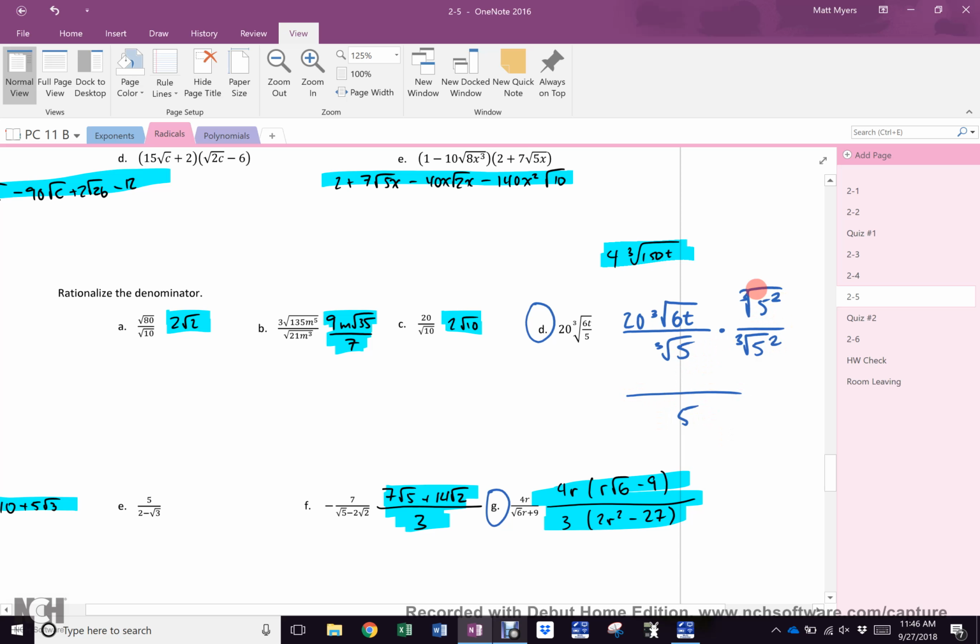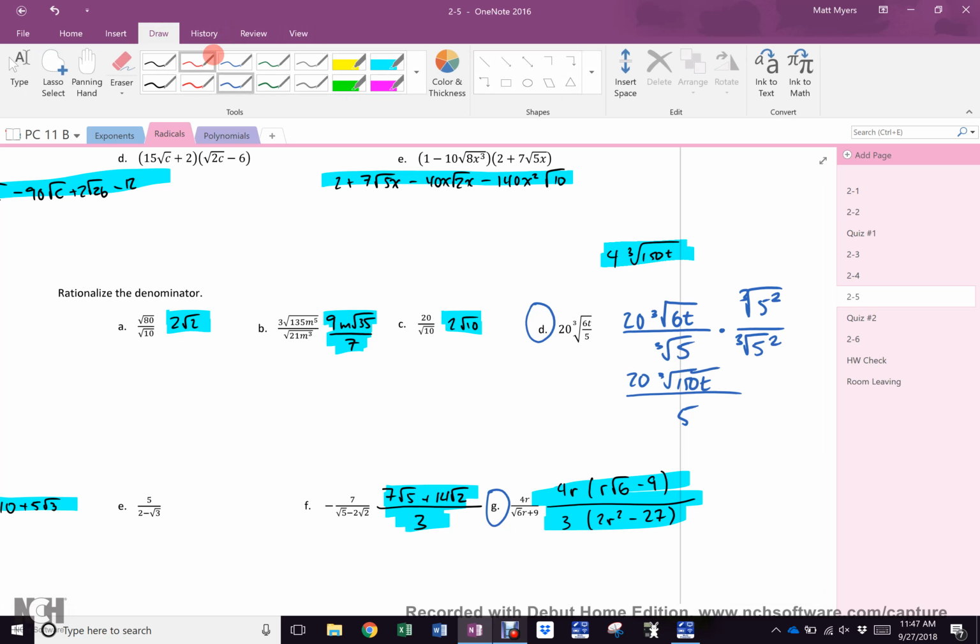Then I come up to the top, 20 cube root 25 times 6 is 150 t, right? And then you can't do a cube root of 150 because it's 25 times 2 times 3, no groups of 3, but you can simplify 20 divided by 5. Now, I know you weren't shown that, I'm well aware of that. But you were shown how to rationalize the denominator, and you already know your exponent laws. So all of you should have been able to figure that out.